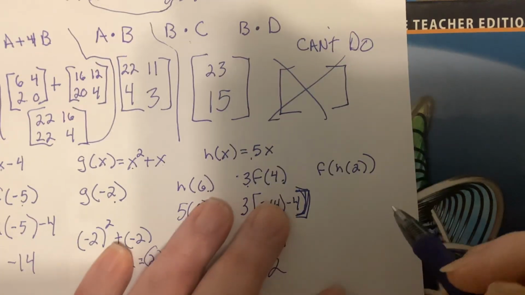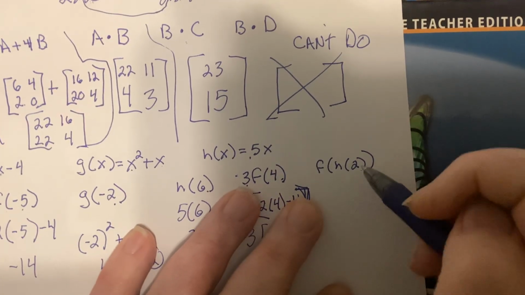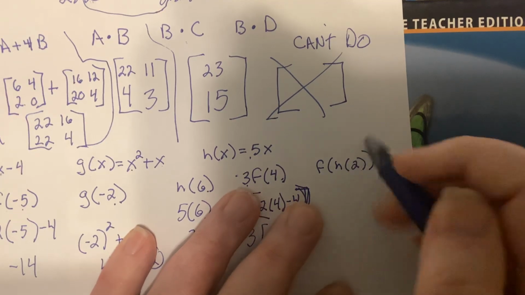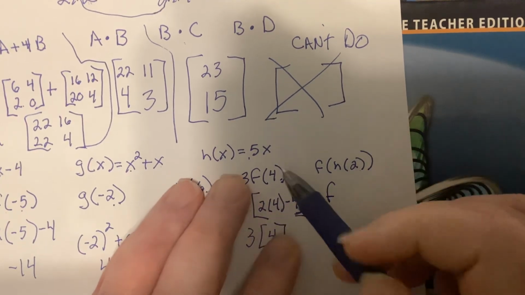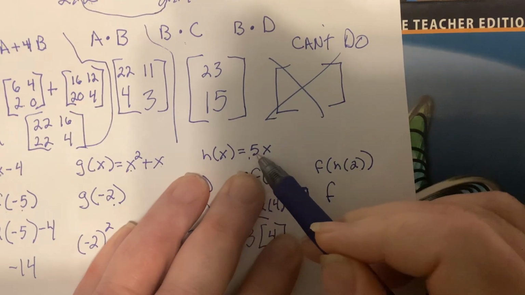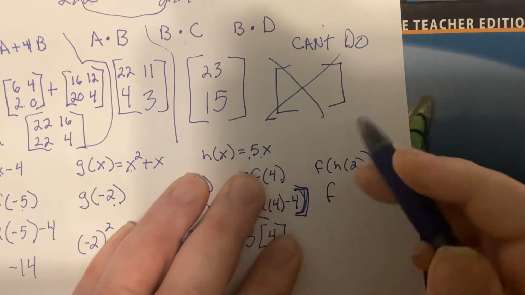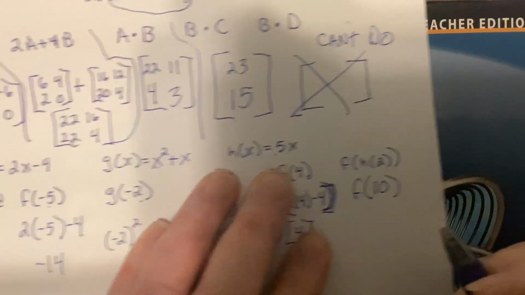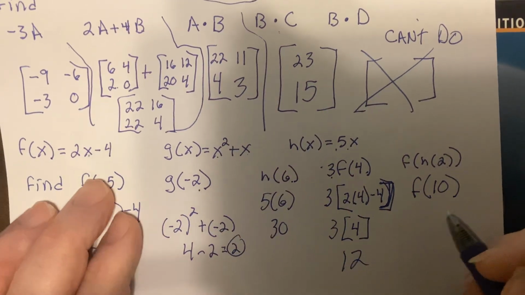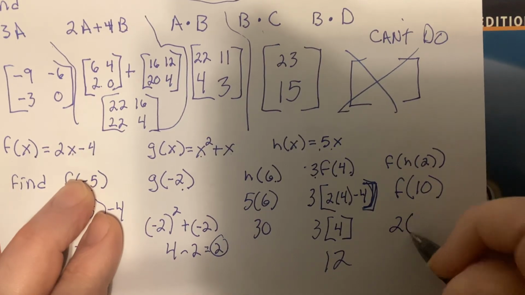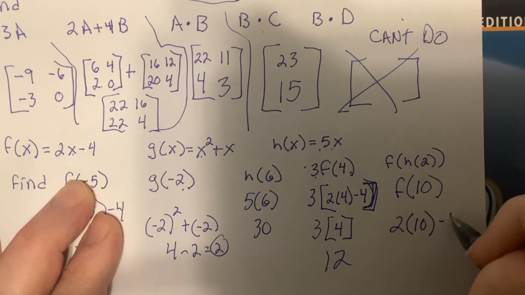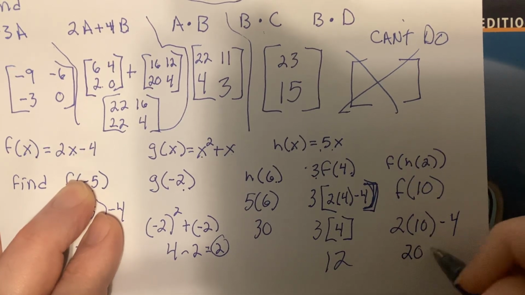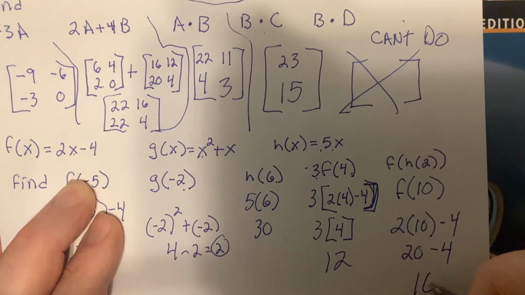Remember, this is called a composition. You do the inner thing first, so it'd be F of H of 2. H says multiply the number by 5. 5 times 2 is 10. Then you take 10 and put it in the F. So it'd be 2 times 10 minus 4. 20 minus 4 is 16.